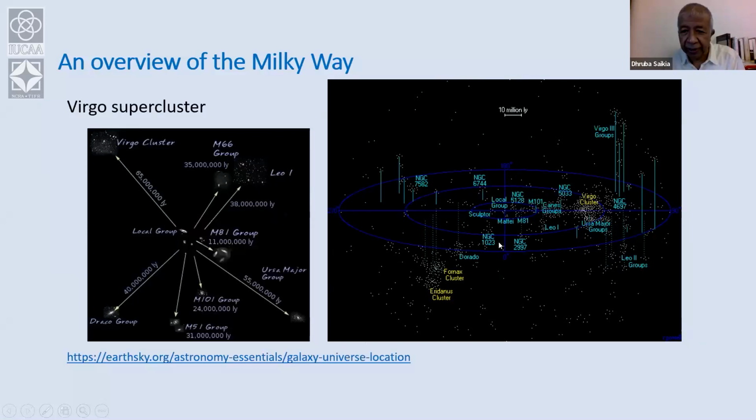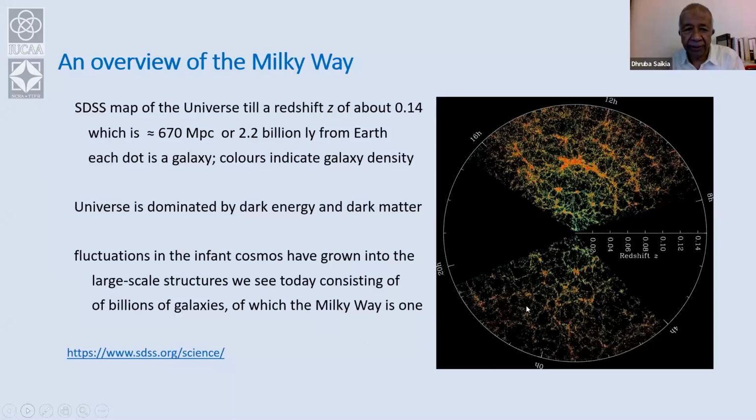This is the Fornax cluster, Eridanus cluster. This is the Virgo cluster in which resides the galaxy M87, and all these are part of a larger cosmic web. This is the SDSS plot, the Sloan Digital Sky Survey plot of galaxies out to a distance of 670 megaparsec, given by a redshift of 0.14. And each dot is a galaxy over here.